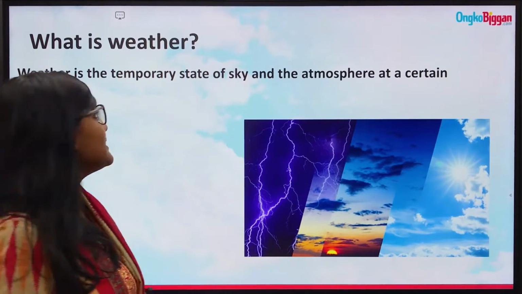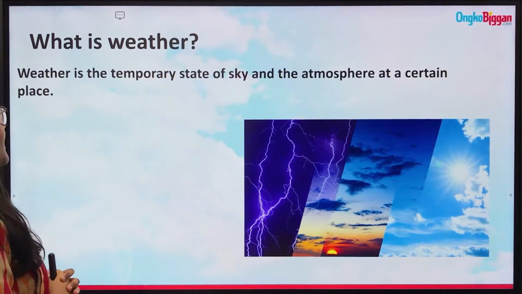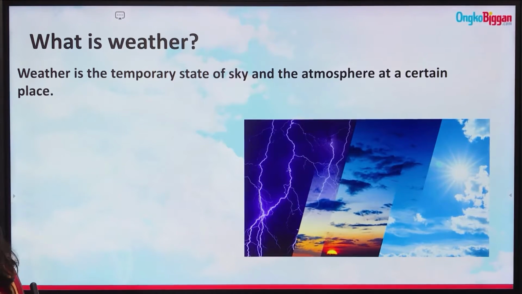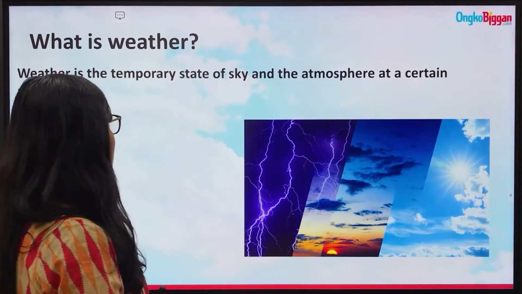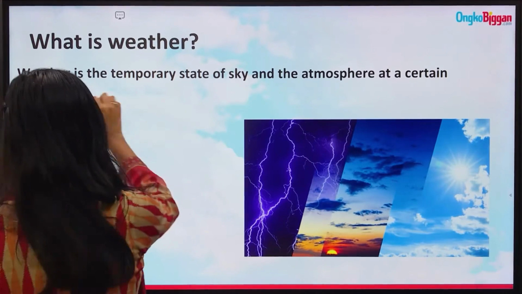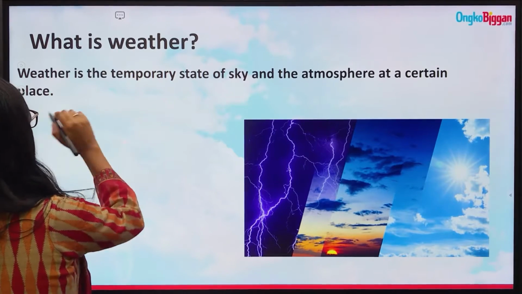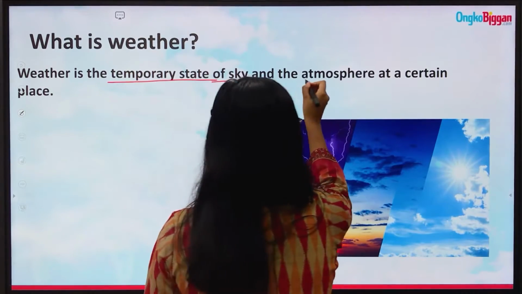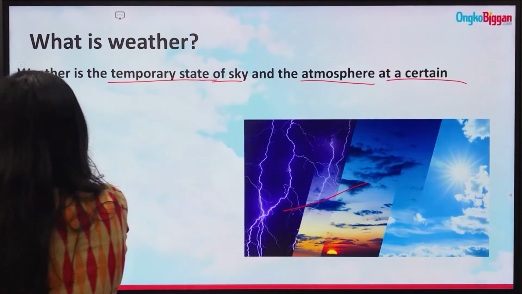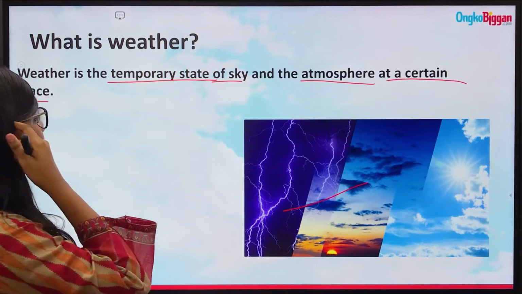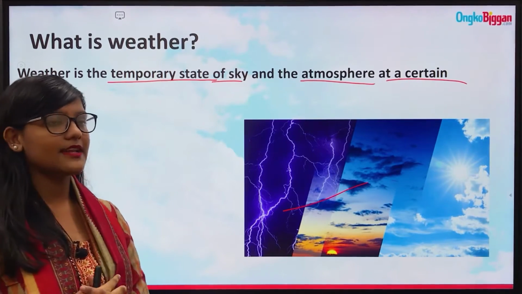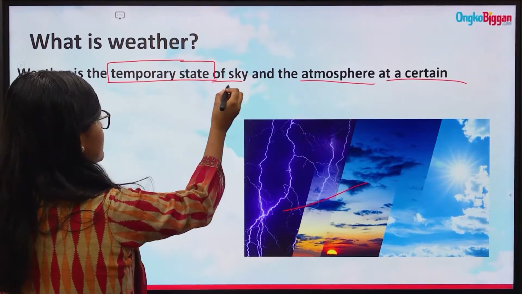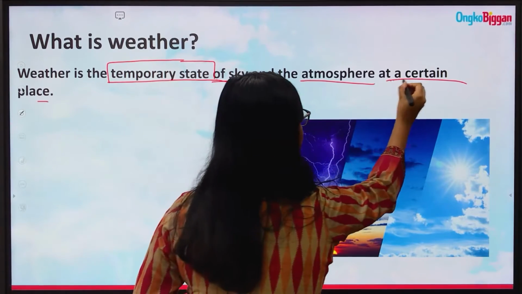So firstly, what is weather? Weather is a temporary state of sky and the atmosphere at a certain place. So let me note down the key points. So firstly, weather is a temporary state of sky and the atmosphere at a certain place. That means weather is changeable. That means it changes within a very short time. That indicates the temporary state of sky and atmosphere at a certain place.